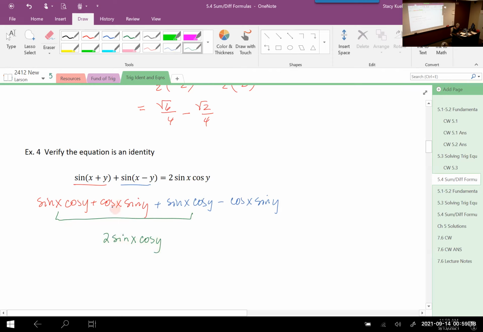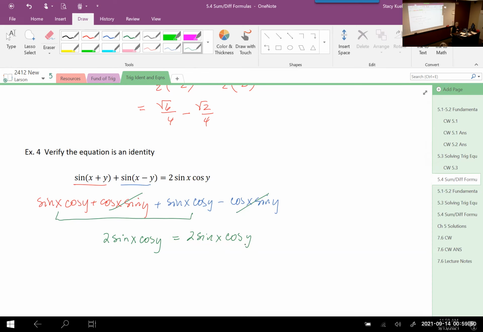And what happened to cosine x sine y? Wouldn't that other one go away because of that? Yep, they subtract themselves out, they cancel each other. And I was asked to prove that the left-hand side was indeed 2 sine x cosine y. So in one line, we did it, right? That was easy. Okay, so that's just an application of this identity that we're working on.